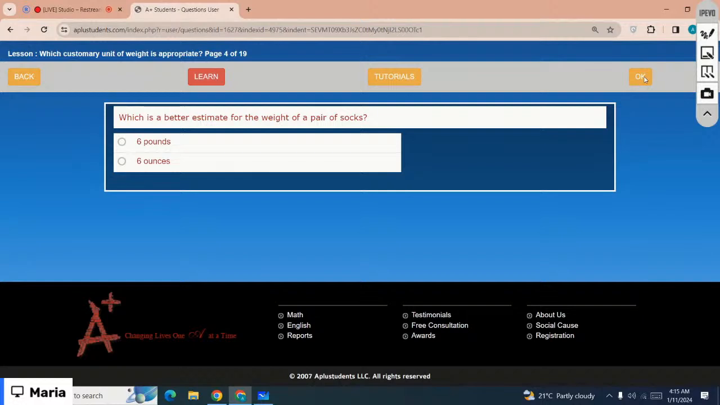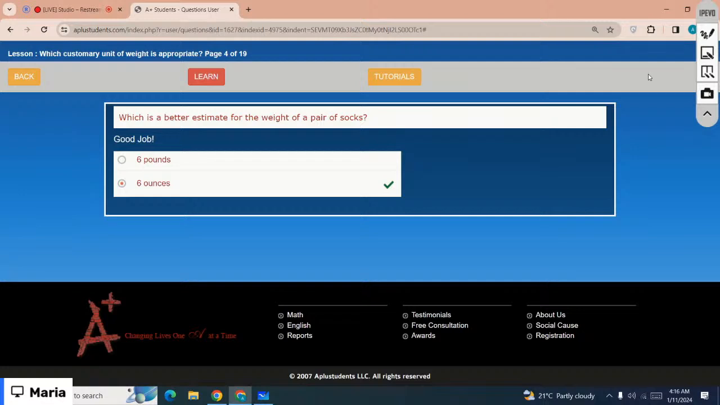Which is a better estimate for the weight of a pair of socks? Which is the correct option? That is a pair of socks. So it must be 6 ounces, right? Because 6 pounds is too much for the weight of just a pair of socks, right?